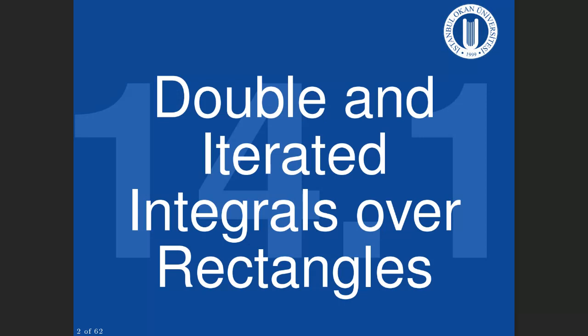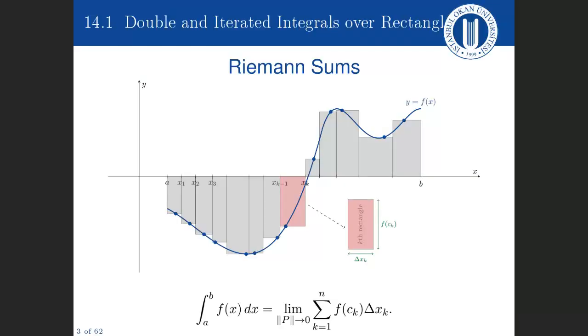First, double integrals over rectangles. But before that, let me remind you about Riemann sums from Mathematics 1. If we wanted to define a definite integral over the closed interval from a to b, our strategy was that we partitioned our interval into lots of smaller intervals, and they didn't have to all be the same width.